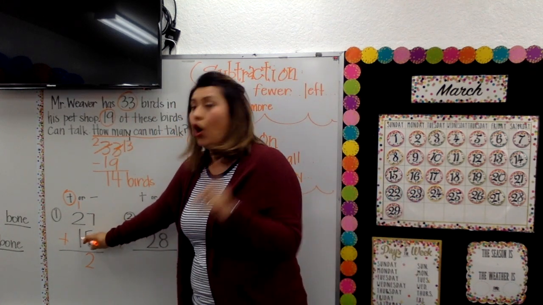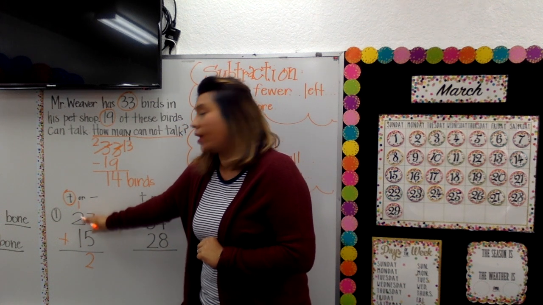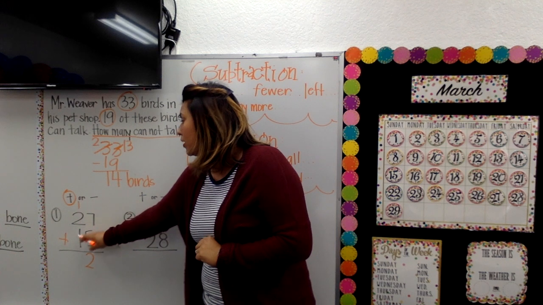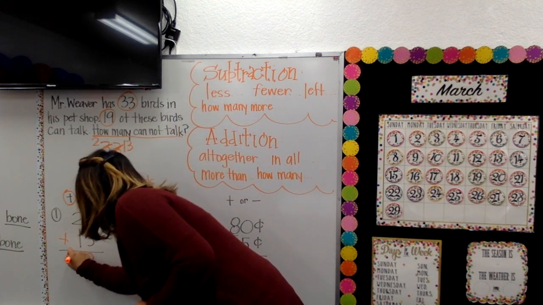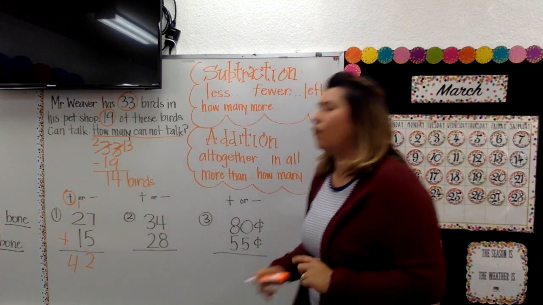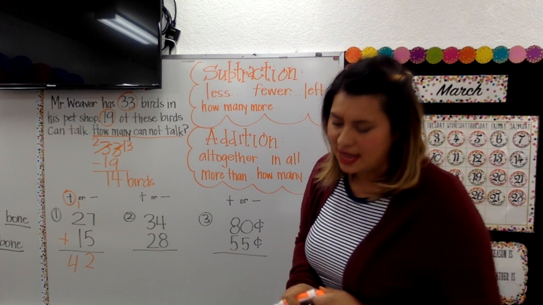2 plus 1. Oh, but wait, don't forget the one that we added, the one that we took to the top. So 1 plus 2 plus 1. 2, 3, 4. Your answer is 42. Good job, friends. Let's move on over to the next one.